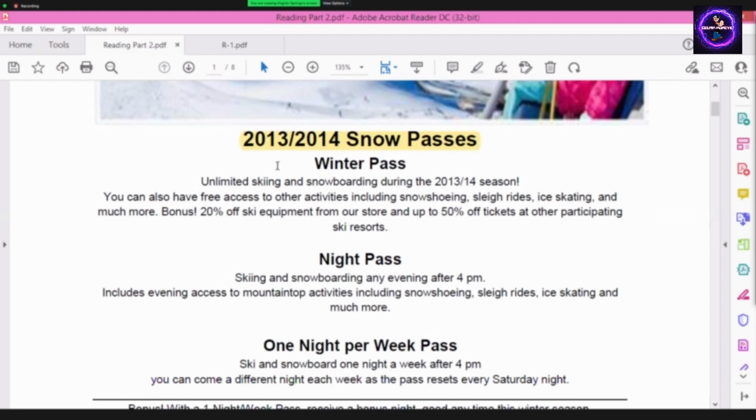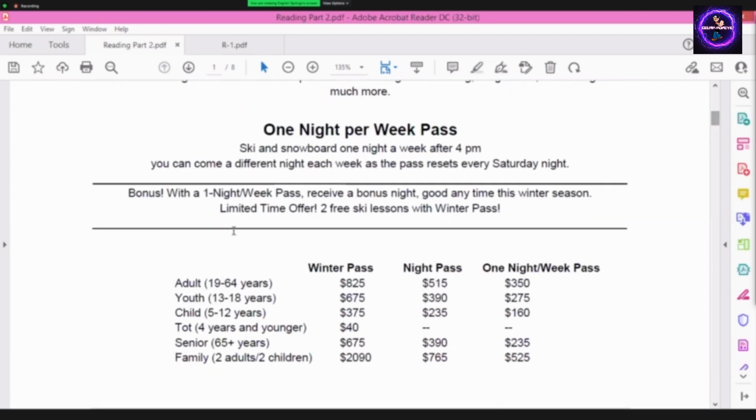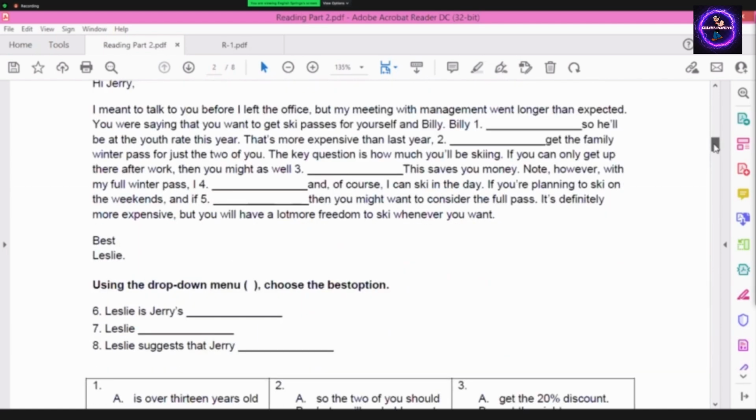Between the 13 and 14 snow passes, we have the winter pass, night pass, and 1 night per week pass. We are not going into details. We can see a table with age categories on the left-hand side and the prices for the winter, night, and 1 night per week pass. According to the age category, the prices have been laid down here. This is what I have to understand when I see the picture, the overall understanding. Now I go and read my questions.